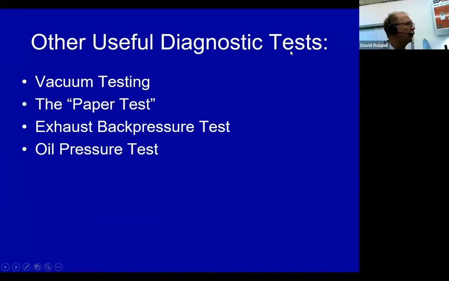And there are some other useful diagnostic tests, such as the vacuum test, which you should have already done in class. The paper test, which is described in your textbook. The exhaust back pressure test. We're testing to see that the exhaust system is not restricted, plugged up, because that does happen in a lot of cars and trucks. And sometimes it is difficult for a technician to figure out. Exhaust back pressure testing and vacuum testing work together. And then the last one, we've already done this one in class, is testing oil pressure in an engine.